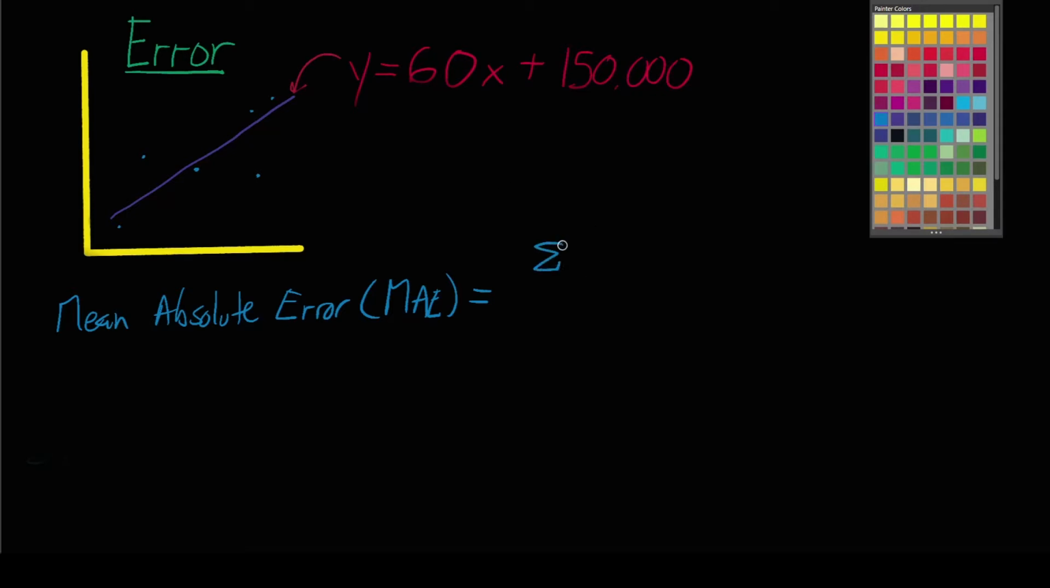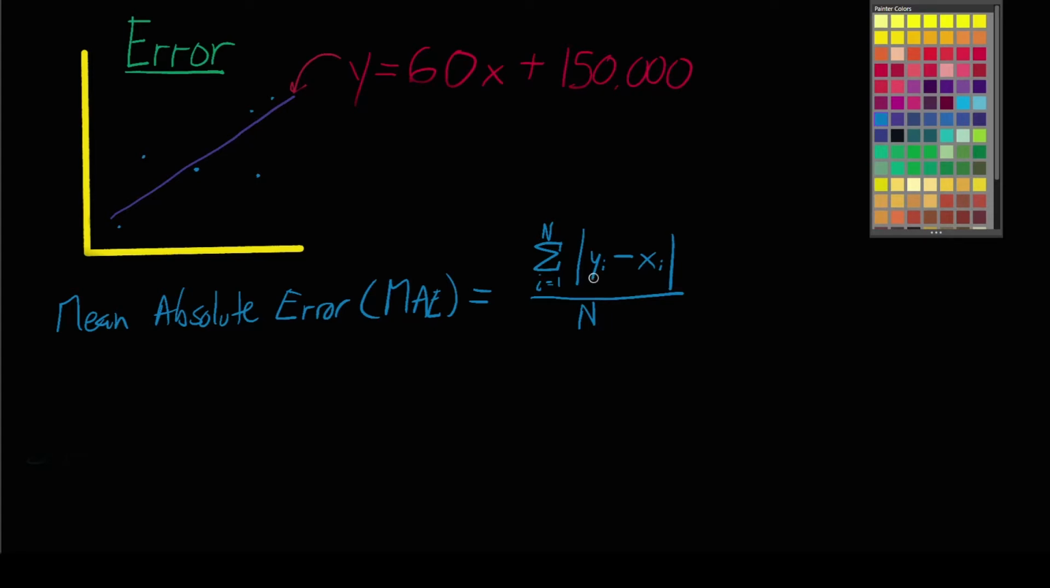So it'd be the sum from i equals 1 up to n, where n is the total number of data points or total number of sales in your data set. And it's the absolute value of y sub i minus x sub i. All right, so basically the absolute value of the predicted sale prices minus the actual sale prices. You add them up. That's what this symbol means. You add up all of those, and then you divide by the total number.